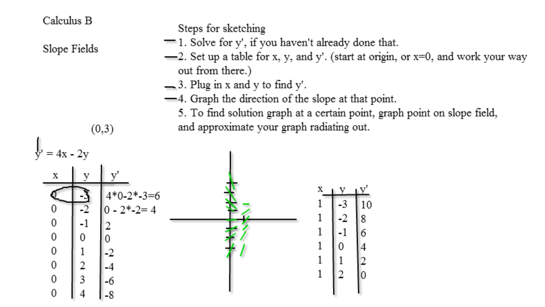Okay, all right. Now, the whole fifth step is to find a solution graph at a certain point. So our graph is going to be at 0, 3. Okay, so ours is going to be right here. So let me get rid of that ugly black dot. Let's make it a different color. Okay. Now, obviously, I'm graphing right here. And then I'm going to follow it. So it's going to be going up this way in this direction.